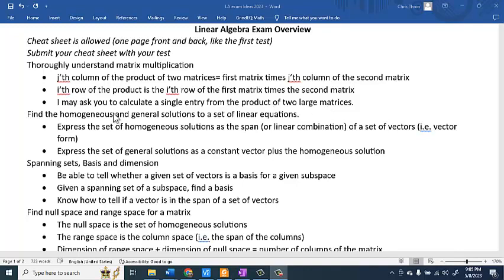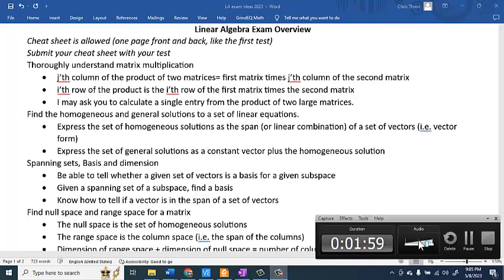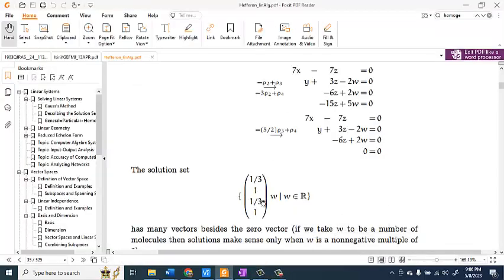Okay? Find the homogeneous and general solutions to a set of linear equations. I express the set of homogeneous solutions as the span or linear combination of a set of vectors. This is what he calls vector form. Let's see if we can find an example. All right, well, here is a solution set in vector form. It's the linear combination of vectors. Actually, it's the linear combination of one vector. It can also be thought of as the span of this single vector.